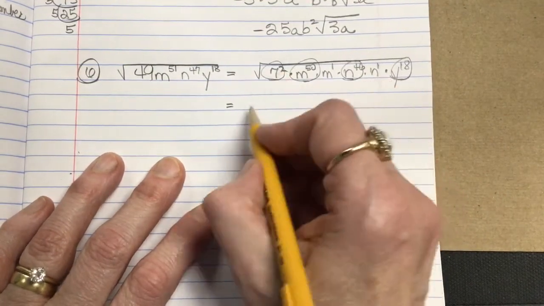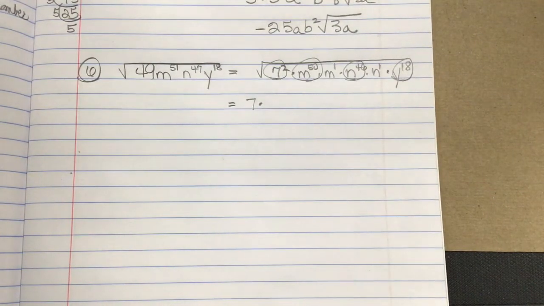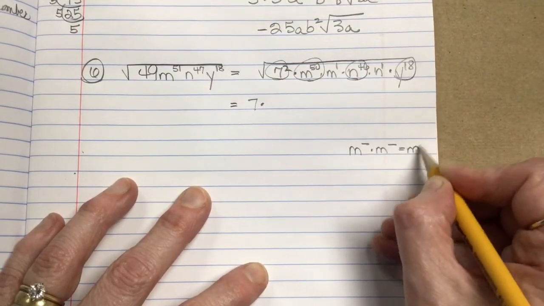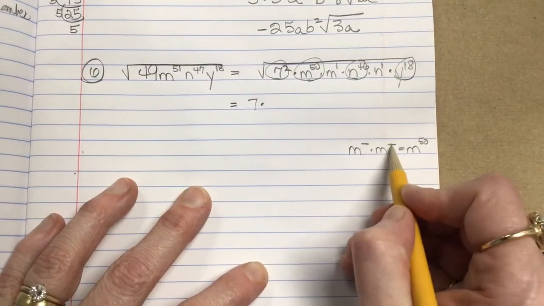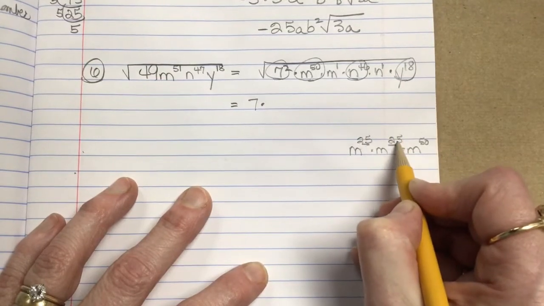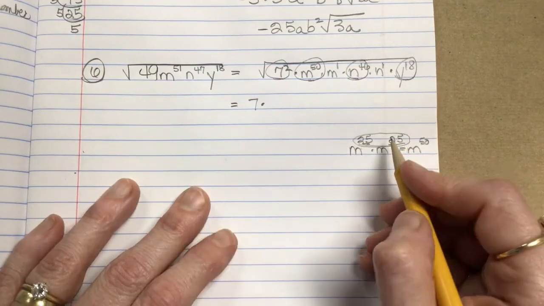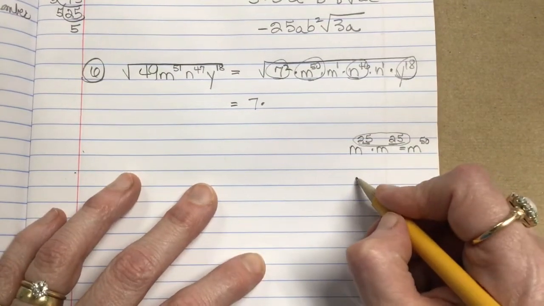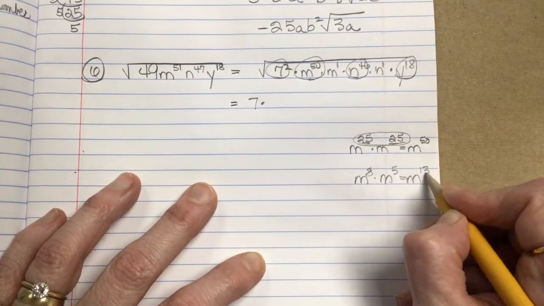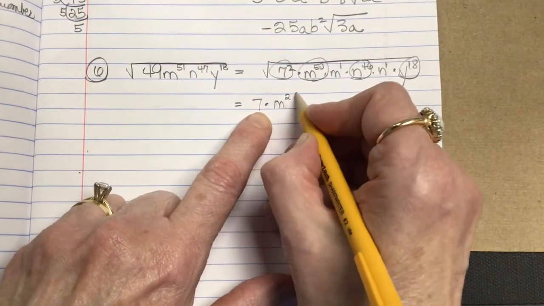The square root of 7 squared is 7. Now what's going to be the square root of m to the 50? M to the what times m to the what equals m to the 50, for those two numbers to be the same? How about m to the 25 times m to the 25? Does that work? Because what do you do to their exponents? Remember, m to the 8th times m to the 5th equals m to the 13th. You add their exponents. So the square root of m to the 50 is m to the 25.